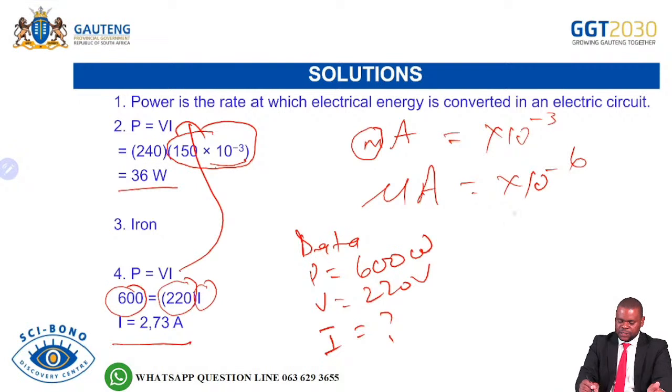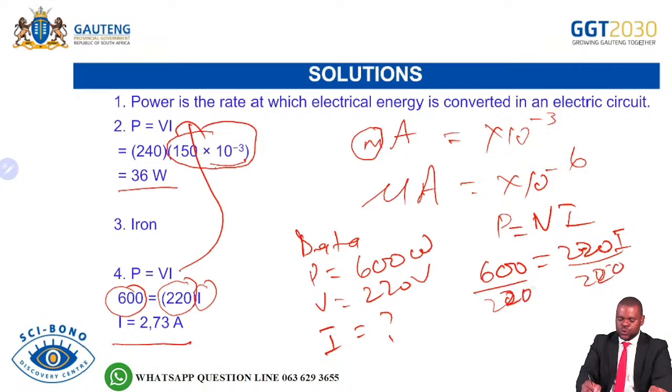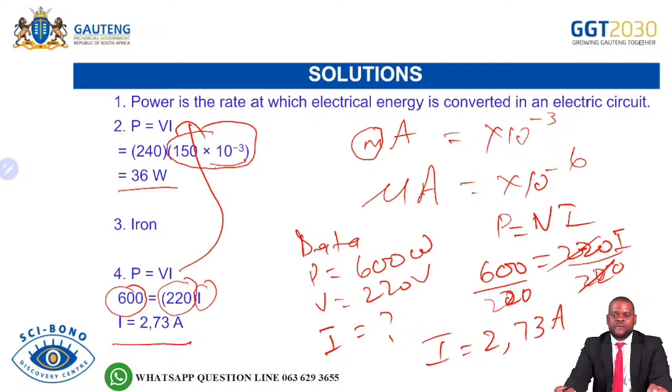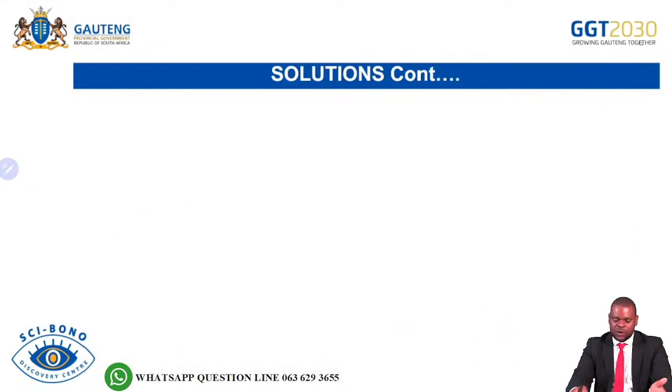Are we together? That means from there you're going to say P is equal to VI, which is 600 equals 220 I, then divide by 220 both sides, because what you do on the left you must also do on the right. Then this 220 cancels 220. Then we have I is equal to 600 divided by 220. We have 2,73 ampere. Are we together, grade 12? Yes. And then it's easy because you were given the calculators, isn't it?